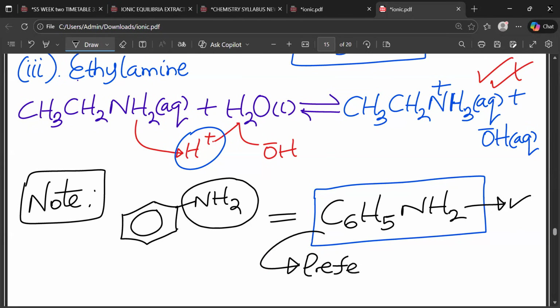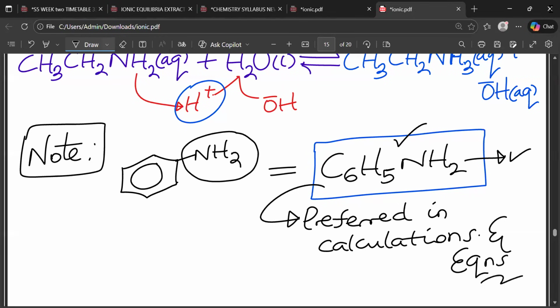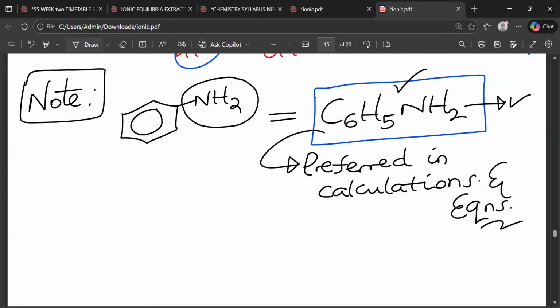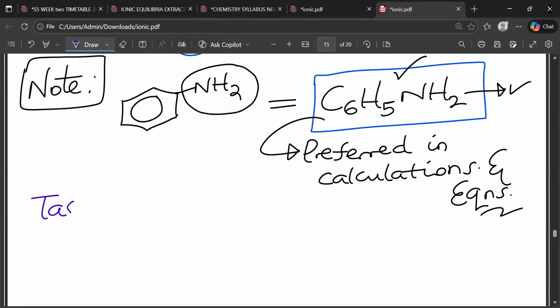So you must consider that. When they give you phenylamine, that is a better structure. And I also told you it's also called aniline. So this one is preferred in calculations and equations. But of course we cannot prefer for you, so you can prefer the one with the benzene ring. Good thing I taught you. So you do that for me.